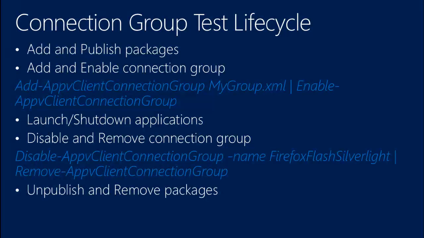So once you've sequenced for connection groups, then you have the test lifecycle. And what's nice about the test lifecycle is you can actually do this in standalone mode. You can add and publish your packages through PowerShell. You can add and enable the connection group. You can actually create your own connection group document in PowerShell. And then, of course, you would launch and shut down your applications.